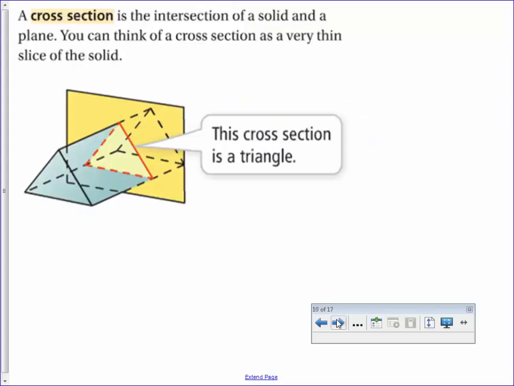All right, a cross section. This definition is the intersection of a solid and a plane. Imagine that you would take a plane and slice right through something, almost like opening up an orange or slicing an orange in half. Then the cross section of an orange would be a circle, because that is the two-dimensional part that you cut through. So right there, the cross section is a triangle. Whatever 2D shape is formed inside is your cross section. So that's just a visual thing to see.